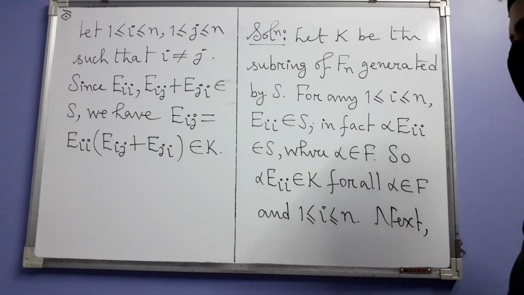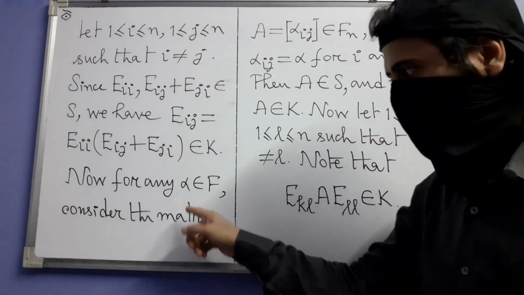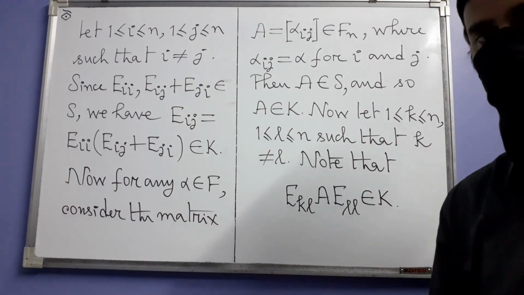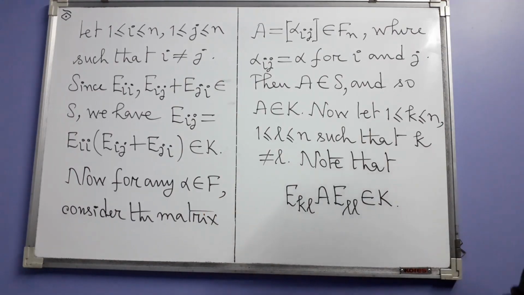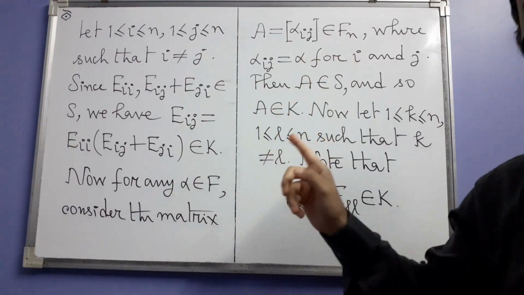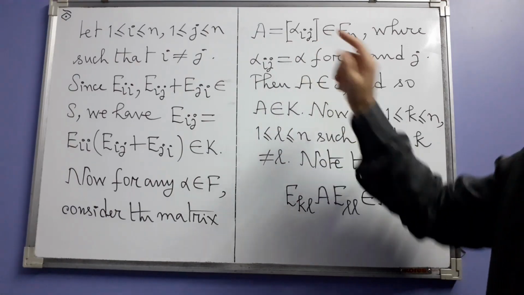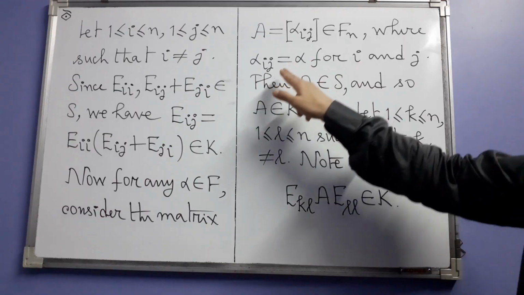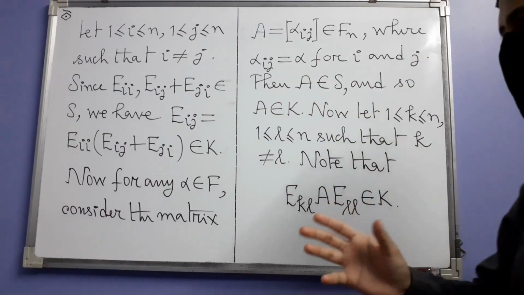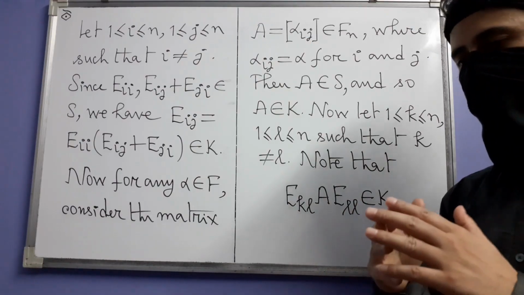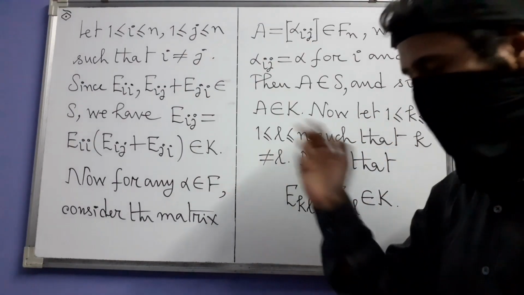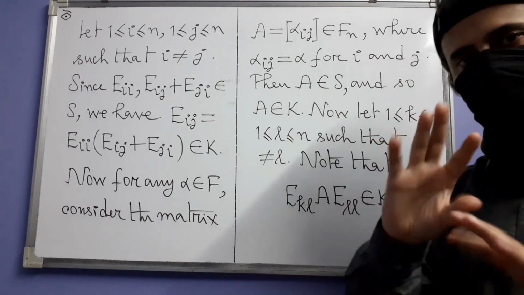Let's see how. So let us next do this. We choose any scalar alpha in F, and for that scalar we consider this matrix A in Fn, whose ith row jth column entry is alpha ij, and alpha ij is equal to alpha for all I and j. So that means this matrix A is the n by n matrix, all of whose entries are equal to that scalar alpha, alpha, alpha, alpha everywhere.